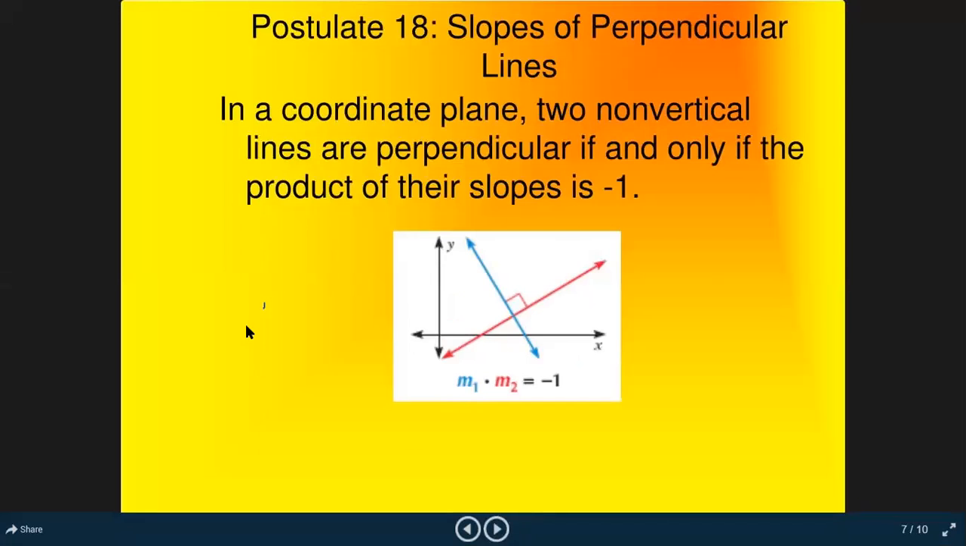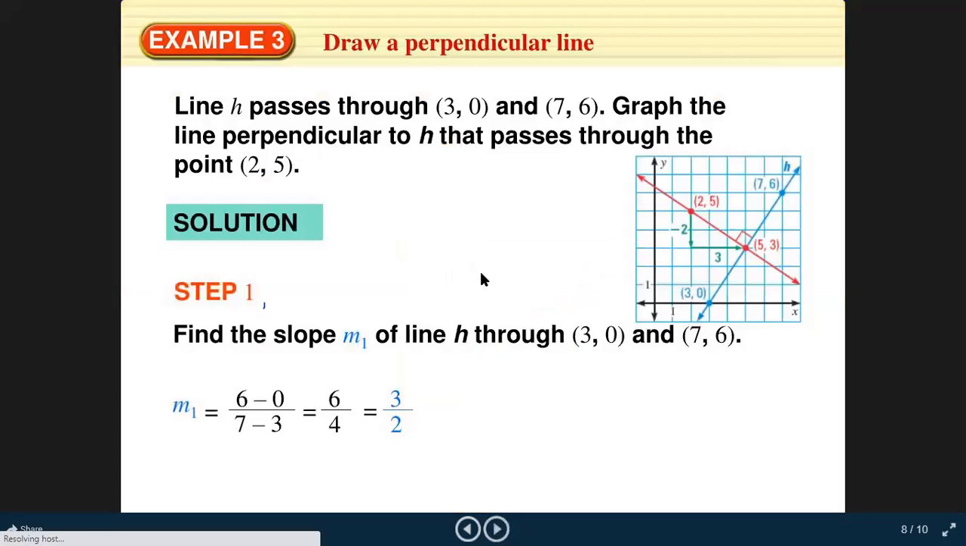In a coordinate plane, two non-vertical lines are perpendicular if and only if the product of their slopes is -1, which means we are going to find the slope of the first line, the blue line, and the slope of the red line, and then their product together should equal -1. We have a question here.